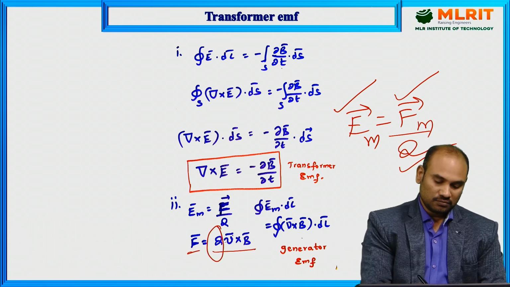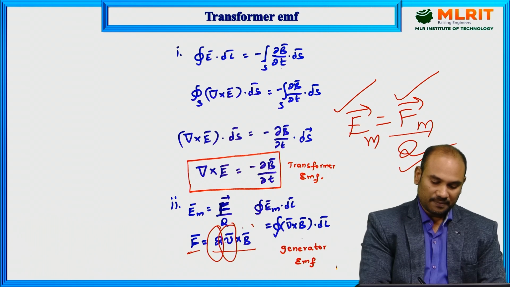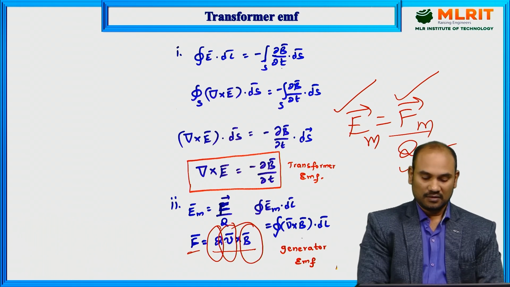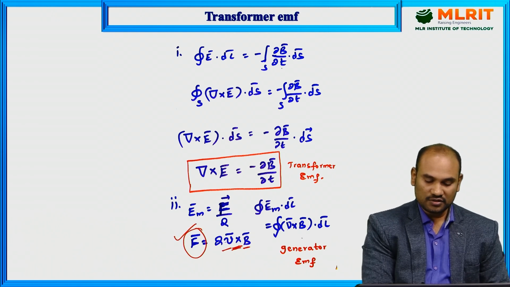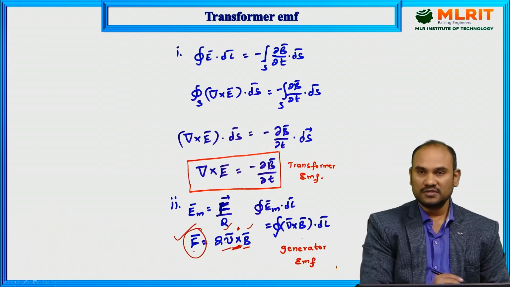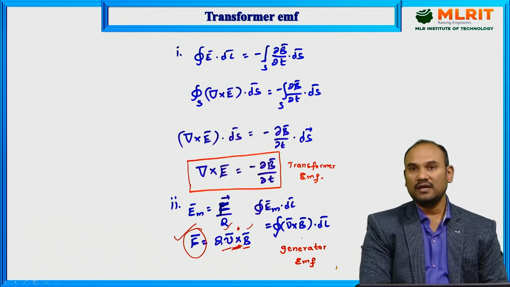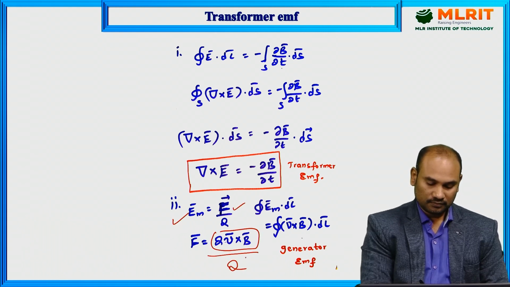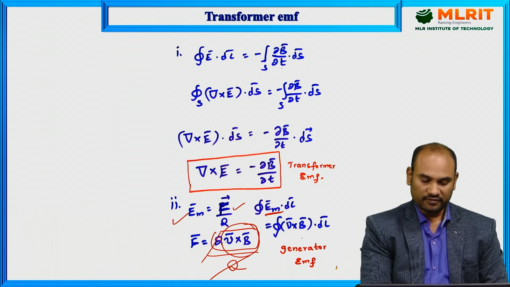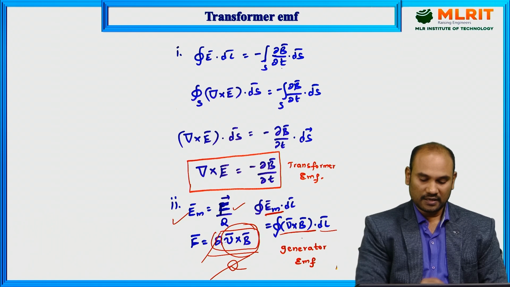Charge Q moving with a velocity V in the presence of magnetic field B bar. Why am I taking the cross product here? The cross product of two vectors is a vector, and force is a vector, so you have to use cross. What happens if you take dot here? The dot product of two vectors is a scalar, but force is not a scalar. So you have to use cross. Now E_m is F by Q. Q cancels. What remains is V bar cross B bar. So in place of E_m, V bar cross B bar dot dl.